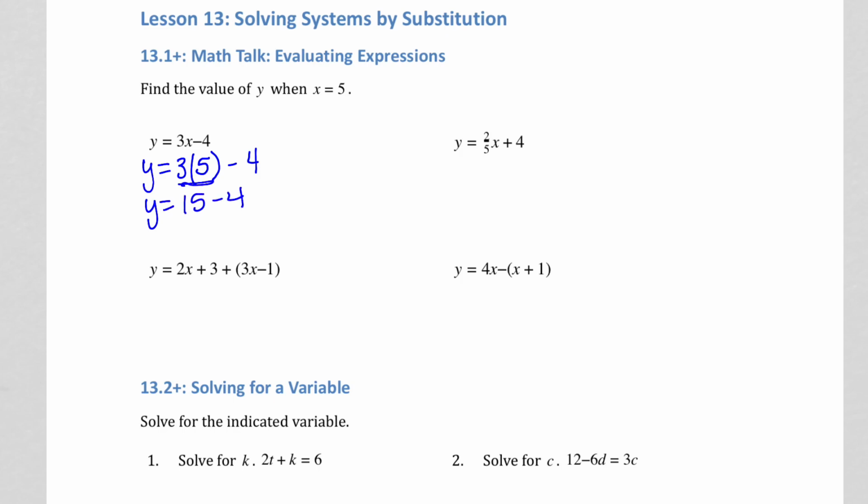So we did this part right here. What is 15 minus 4? 11. Okay, our final answer when we have x and y needs to be a coordinate pair. So our x, y values are going to be 5, 11. So your final answer should always be a coordinate pair.